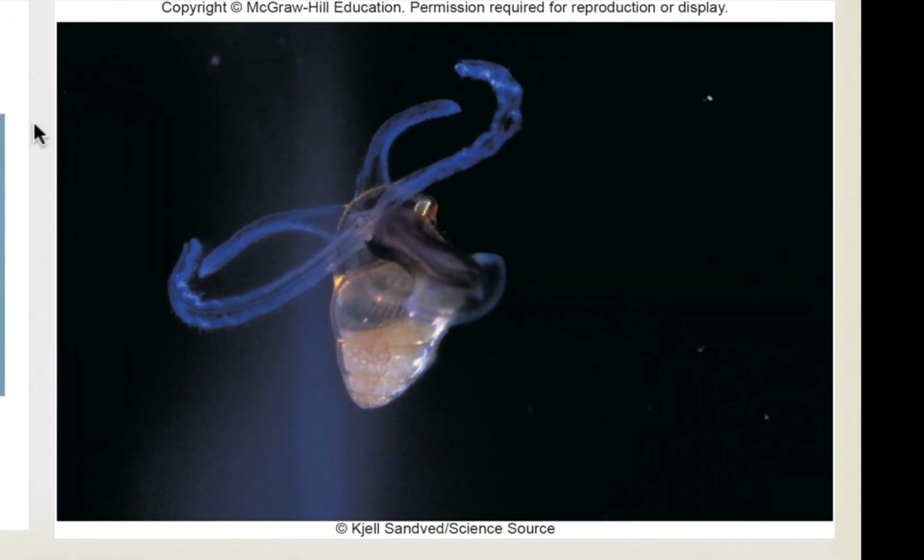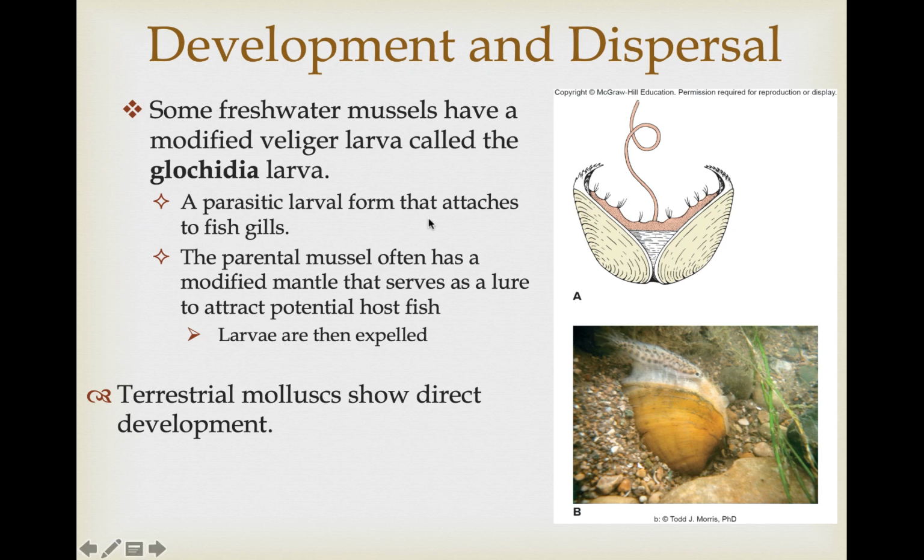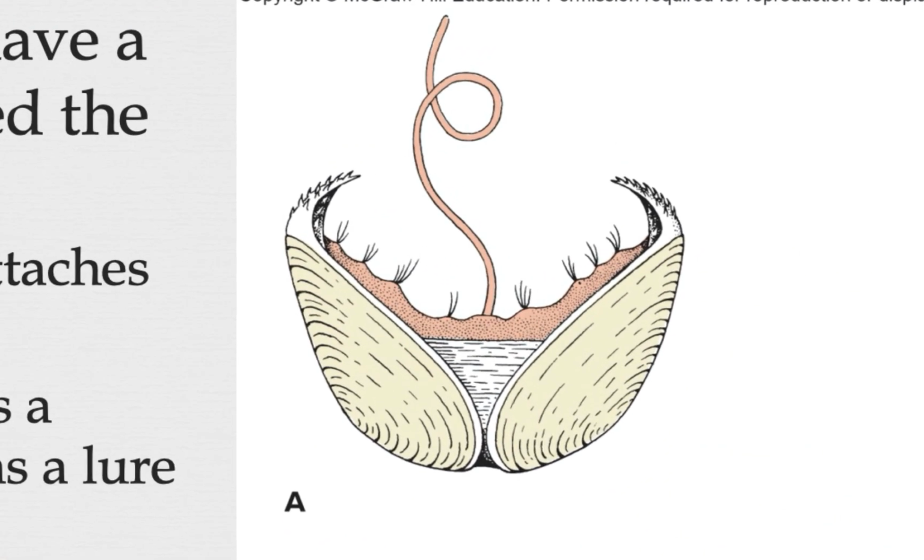Later in development, many of these develop into what's called a veliger larva, seen in bivalves and aquatic gastropods. And some freshwater mussels have a modified form of the veliger larva called the glochidia larva. The glochidia larva looks like a very angry baby bivalve with these nasty little hook-like extensions of its shell and these byssal threads. Now, these structures are associated with part of the life history of the glochidium larva. These are parasitic larvae that attach to the gills of host fish. So these are modifications for the attachment of this parasitic form.